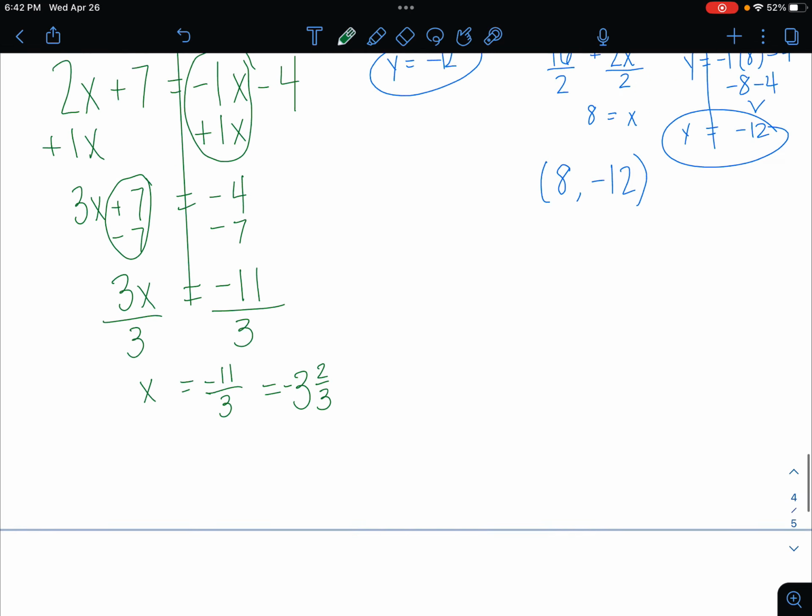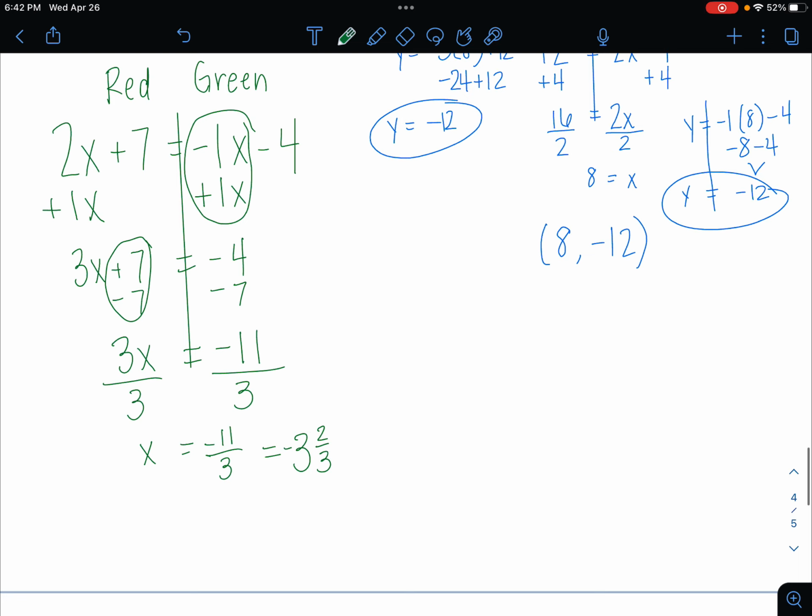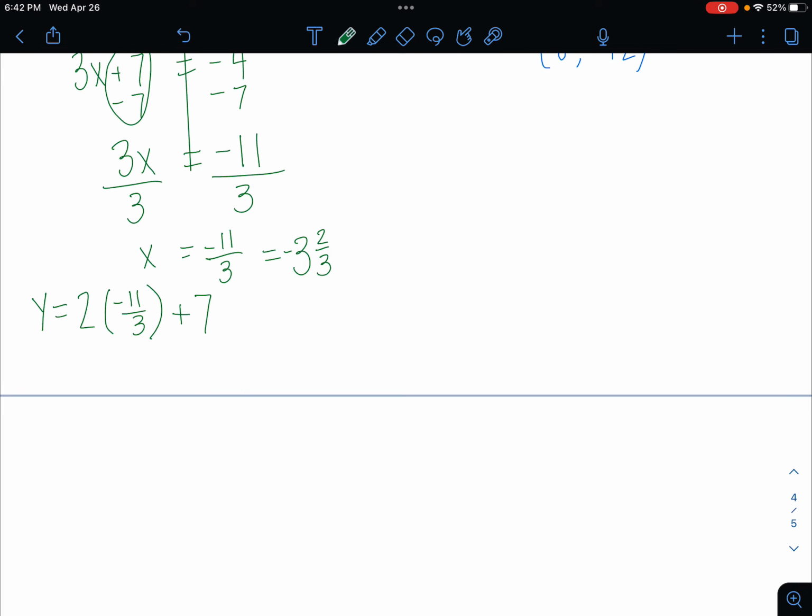All right, so now we're going to test those out. Let's test the red one first. We have y equals 2 times negative 11 thirds, plus 7. Again, I would prefer to use the improper fraction here and then simplify after. Okay, so 2 times negative 11 thirds. Remember, when we multiply fractions, we're multiplying across. 2 times negative 11 is negative 22. 1 times 3 is 3.